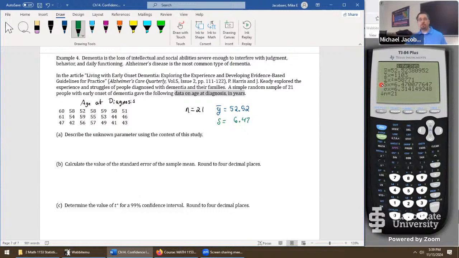Not a bad idea to include units on these, especially since it's quantitative data. There will be a unit. This is years on this one, and years on this one. So on average, the age at diagnosis for early onset dementia is 52.52 years, and the standard deviation is 6.47 years. It's kind of scary in a certain sense, but now we're ready to launch into the problem.